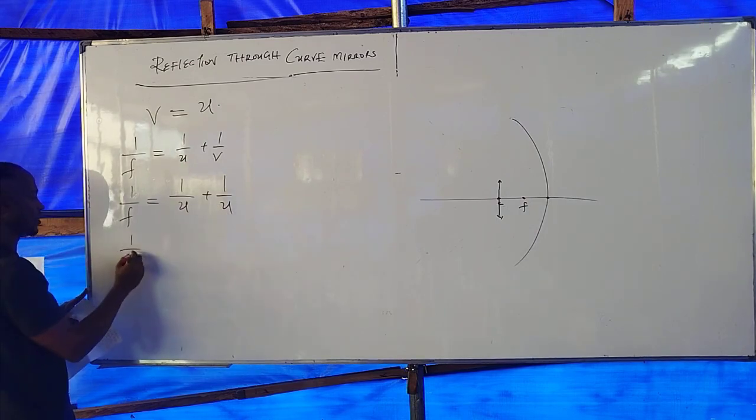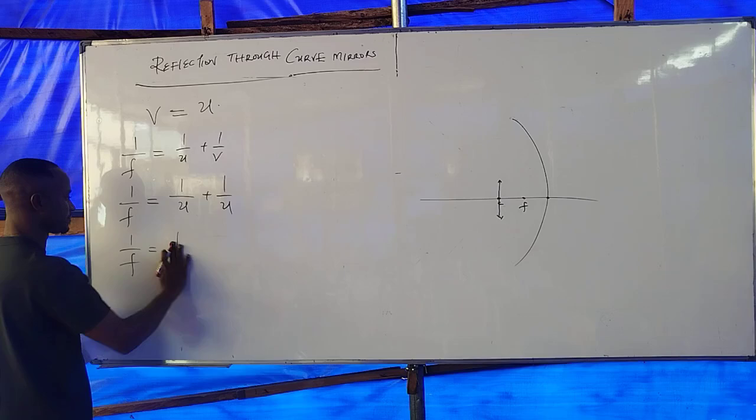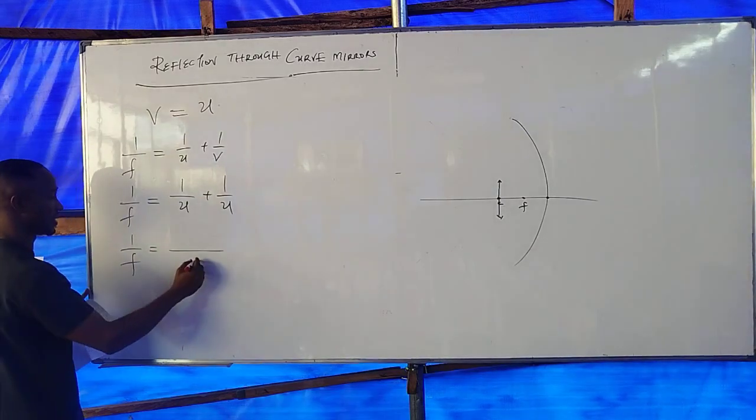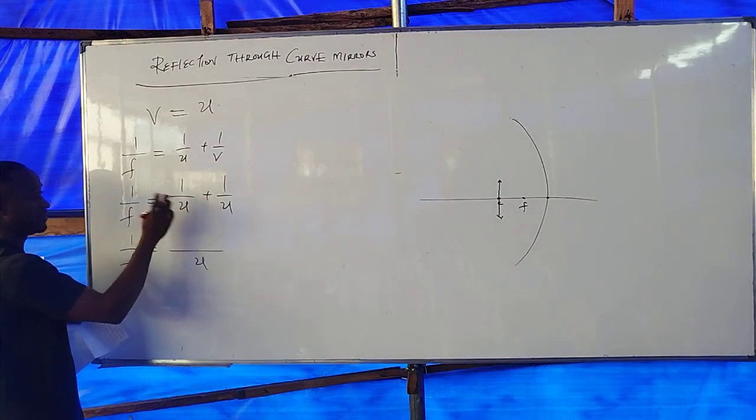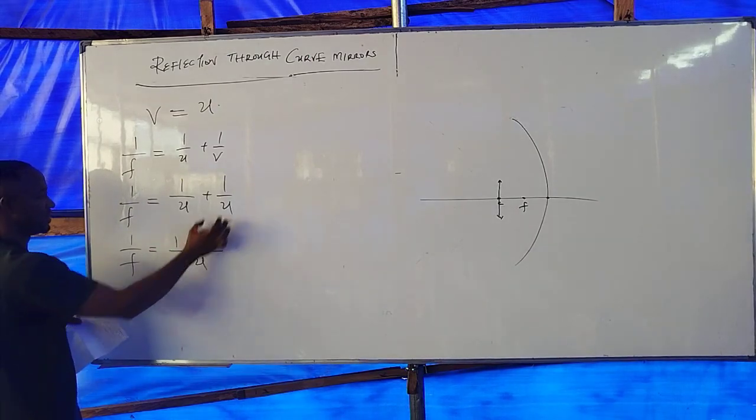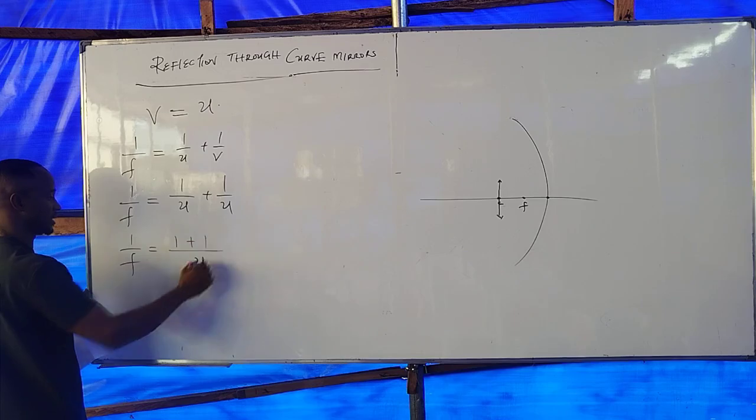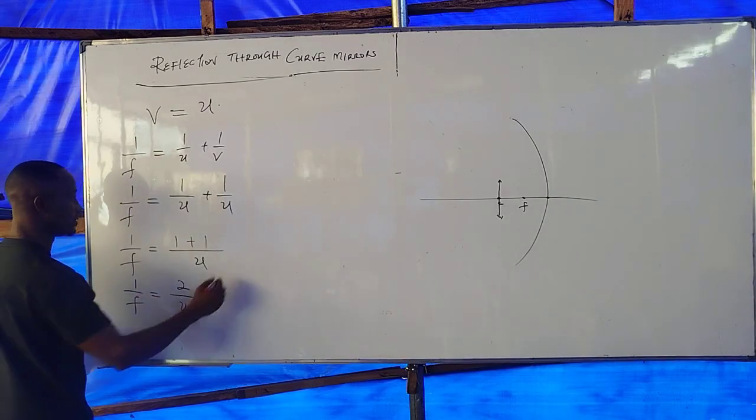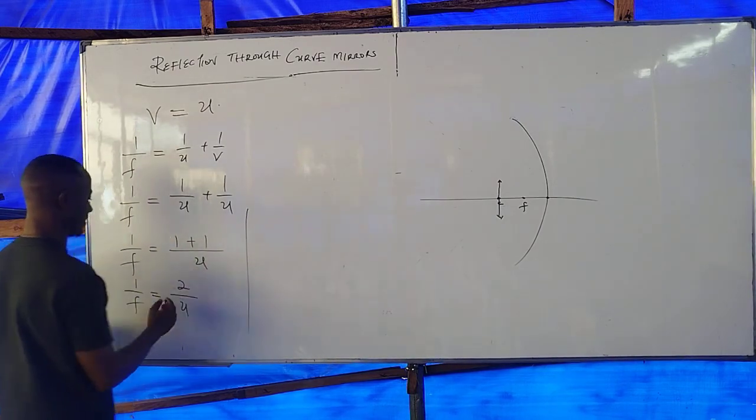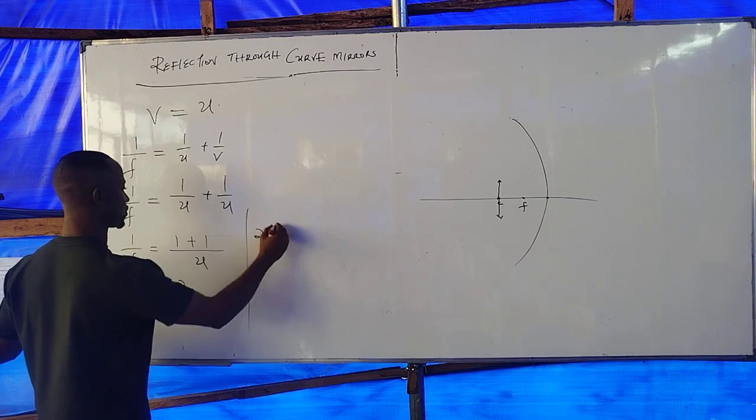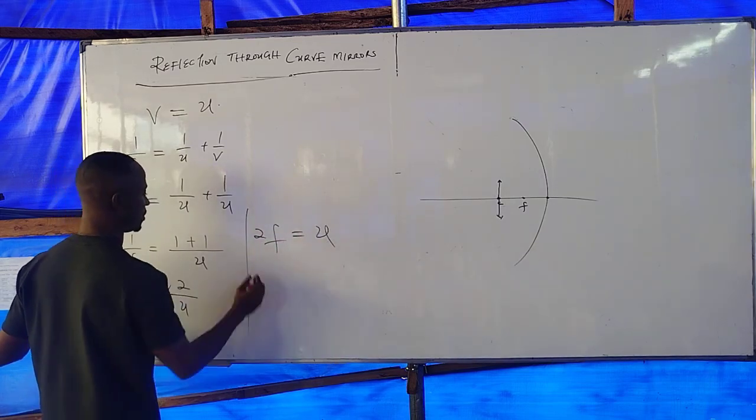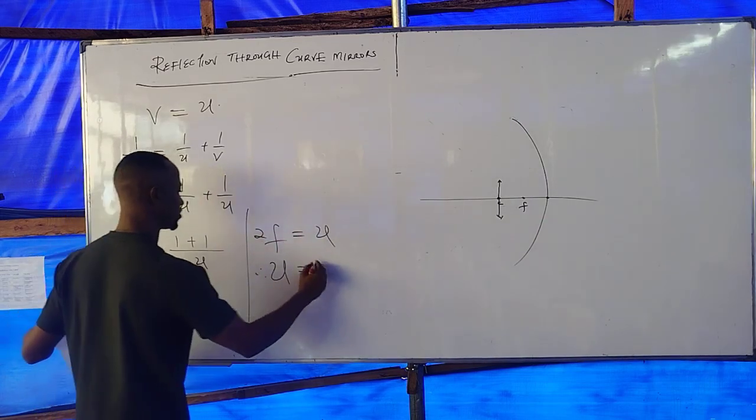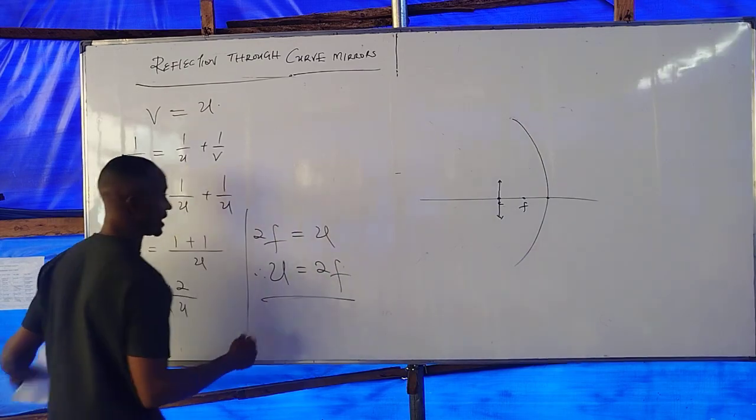So we have 1 over f becomes 1 over u plus 1 over u. The LCM between these two is u. Divide u by u, we have 1. 1 times 1 is 1. Divide u by u, we have 1. 1 times 1 is also 1. So we have 1 over f equals 2 over u. By the time we cross multiply, we have 2f equals u. Therefore, the object distance will be twice the focal length. And it's true.